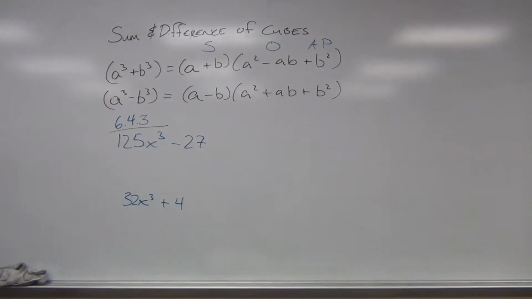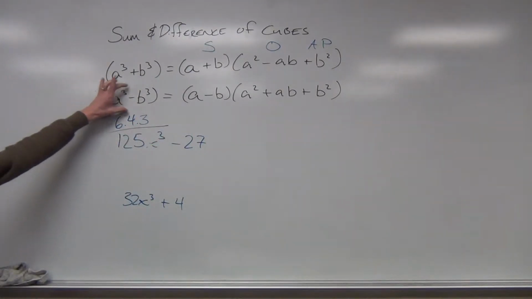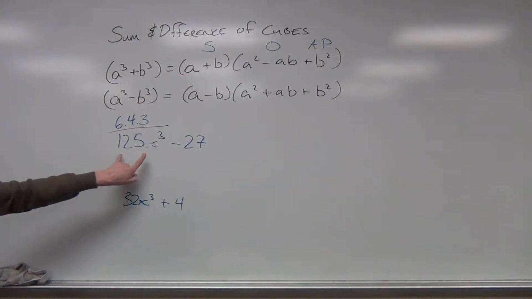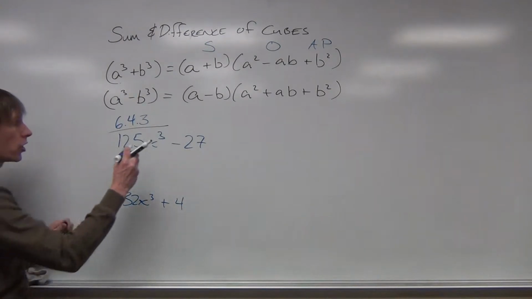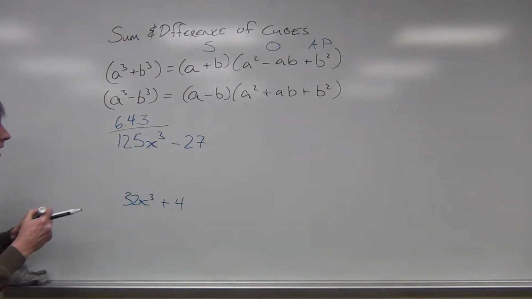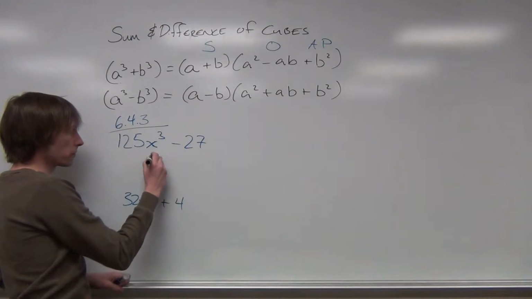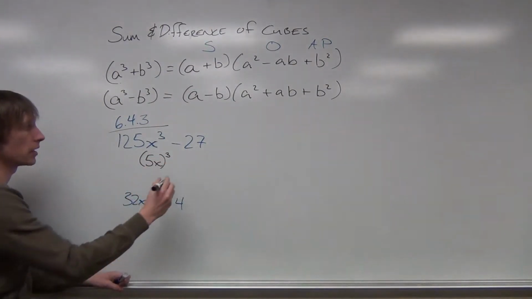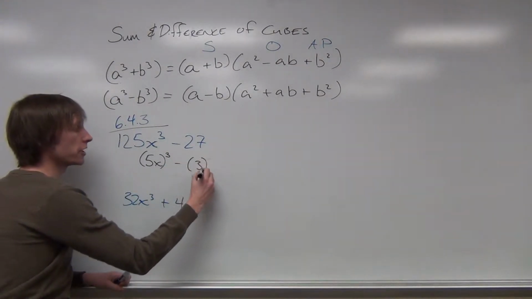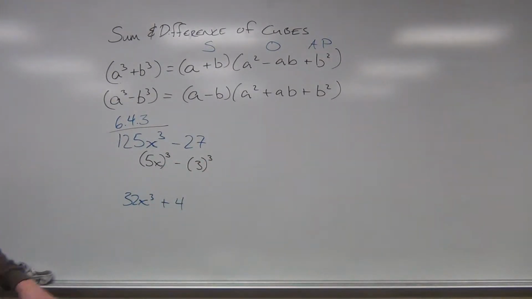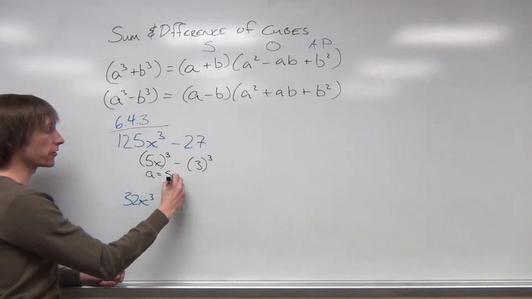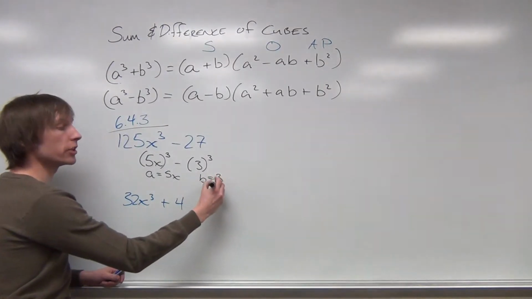We've got 125x cubed minus 27. Since this is a minus sign, we're going to look at this property right here and how this is factored. So I'm saying that this is a perfect cube, okay? It's 125x cubed. That is equivalent to 5x times 5x times 5x minus 3 times 3 times 3. All right, so in this case, A is going to equal 5x and B is going to equal 3.